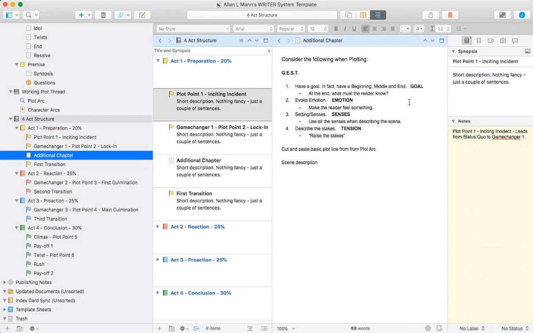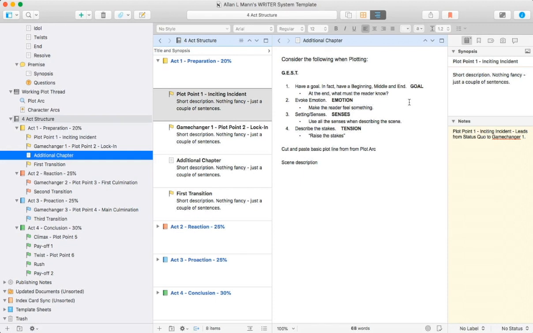Well, G is for goal. Have a goal. In fact, have a beginning, middle, and end for this particular section. And at the end, what must the reader know? What's the goal of this section? E is for emotion. Evoke emotion. Make the reader feel something. So you have to emit and evoke that emotion in your writing. If the reader feels nothing, either positive or negative, you need to rewrite it.